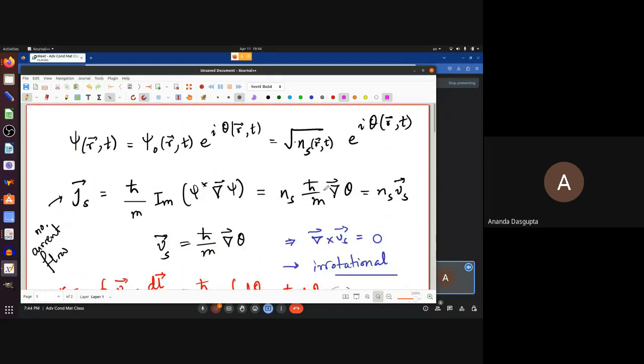Apart from this modulo 2 pi uncertainty, for every wave function you have a well-defined phase. The phase could change by 2 pi and still give you the same wave function. But apart from that modulo 2 pi times an integer, for a given wave function, chi 0 and theta are always fixed. The moment you fix the wave function, chi 0 is fixed, theta is fixed.